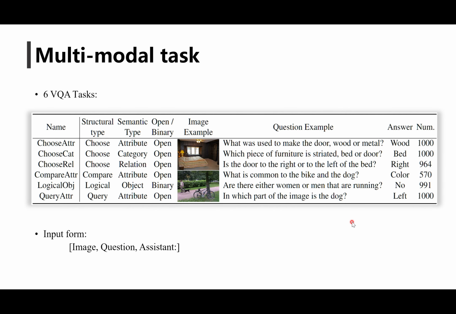First of all, for our project, we collect 6 different VQA tasks. They are different in structure and semantics. For some questions there are options, but for others there are not. Some questions ask about the category of the object, or about the relationship between the objects in the image.